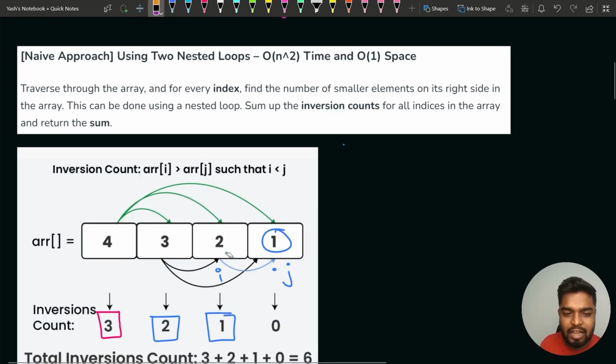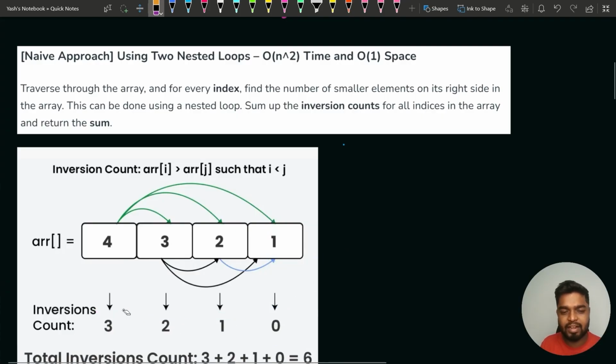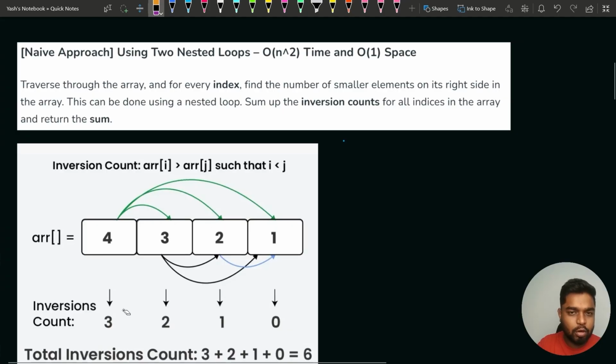And after that, for the last element, there will be no inversion count, because there are no elements on the right side, so the counter will be 0 only. If you see, the total sum comes out as 6 here. So this is what you can define as inversion. Since we applied the brute force approach, this would take order of n square time, because for every ith element we are checking all the j elements on the right side, starting from i plus 1 index till the end of the array.